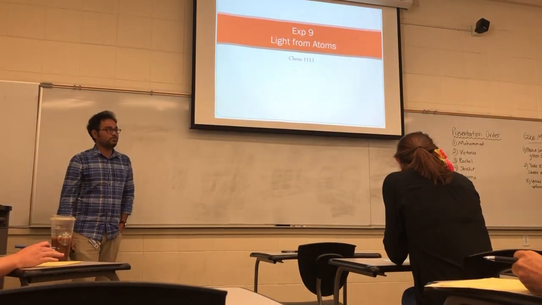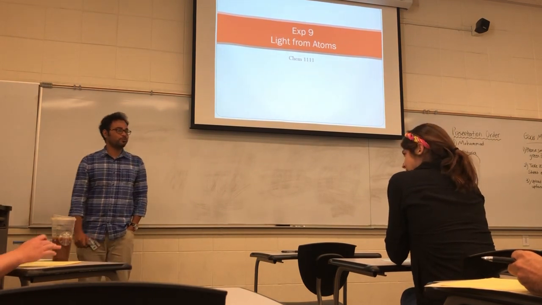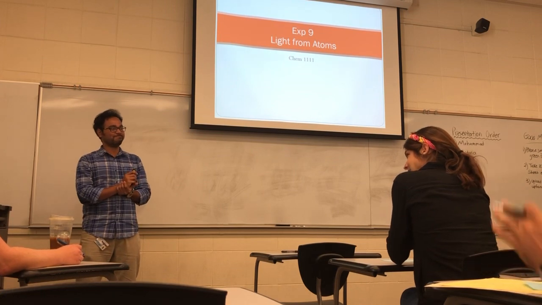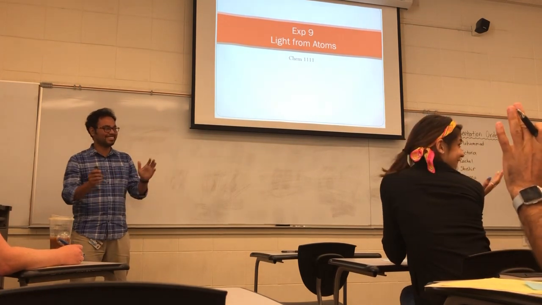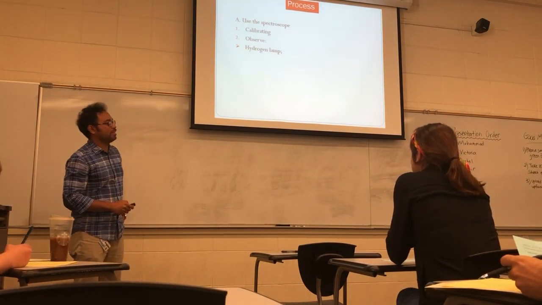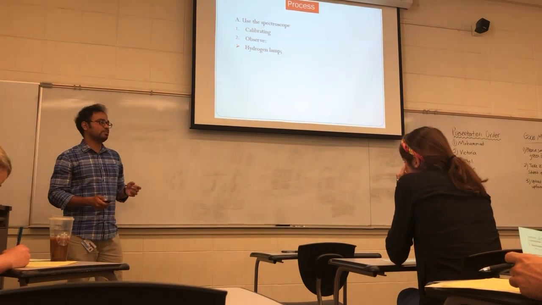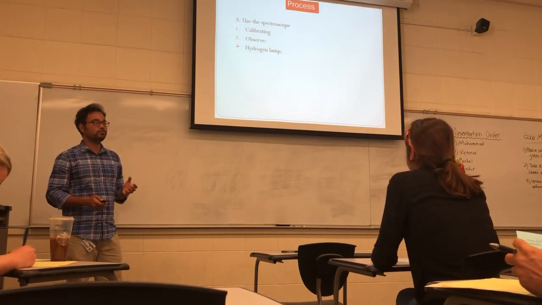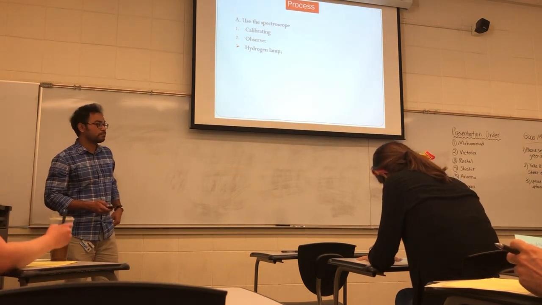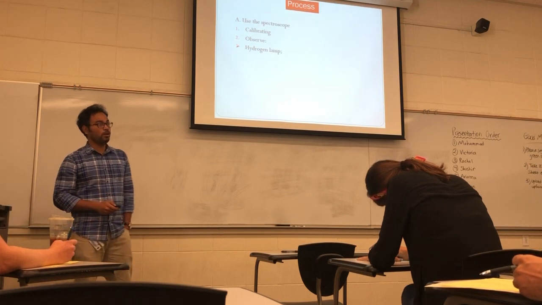So yeah, today's experiment is about light from atoms. So who is excited to learn about this new concept? Okay, that's good. That's good for me. So yeah, in this experiment, first you use a spectroscope. If it's not calibrated, then you need to calibrate the spectroscope. I can show you how to do that. Then after that, you will observe the hydrogen lamp. So you will observe the hydrogen spectra with the spectroscope.